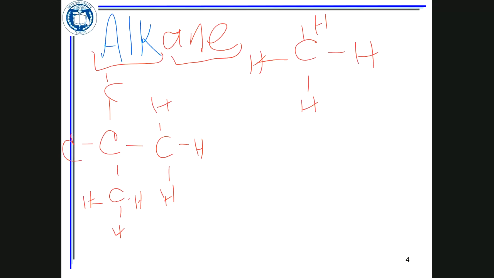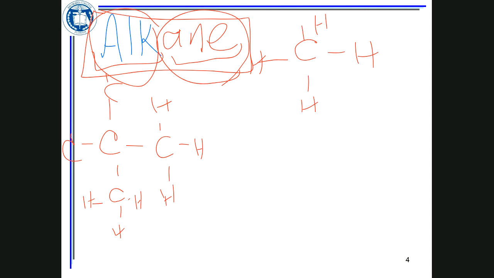So we have the alkane. The first part of the name comes from how many carbons you have in that molecule. The second part of the name indicates that it belongs to this family of organic molecules. Any molecule that belongs to the alkane family is going to have carbon-carbon single bonds only, and is made of only carbon and hydrogen. So alkane is a hydrocarbon that has only carbon-carbon single bonds.